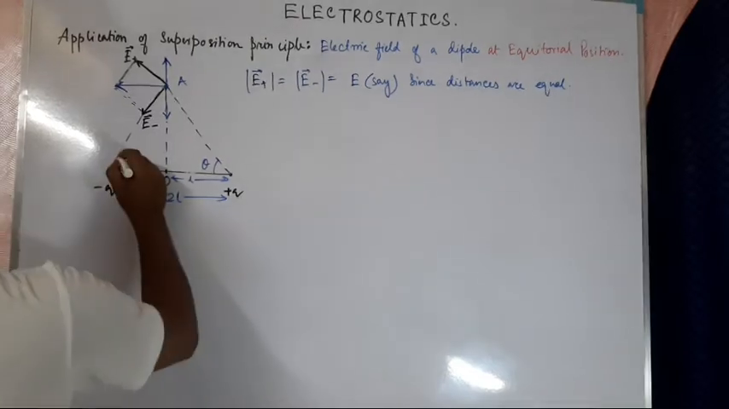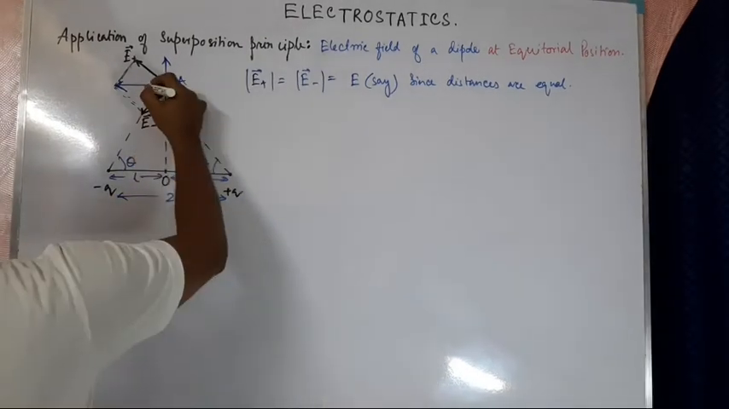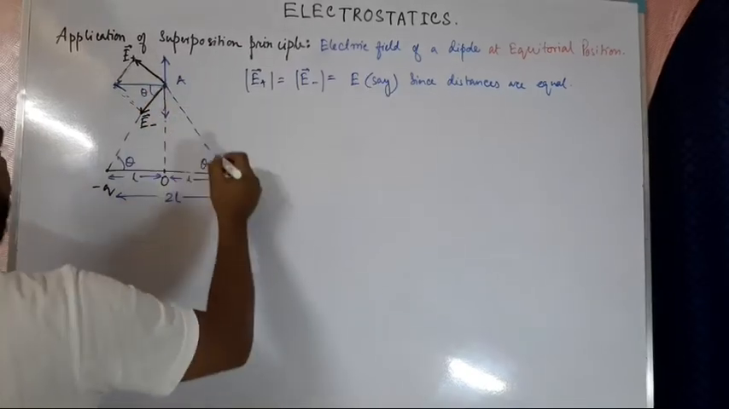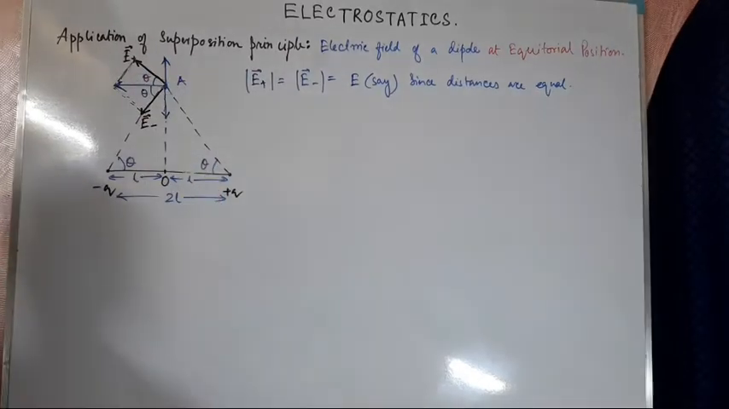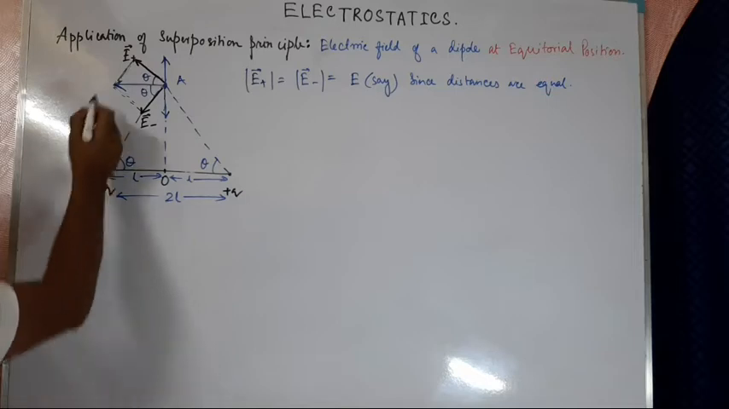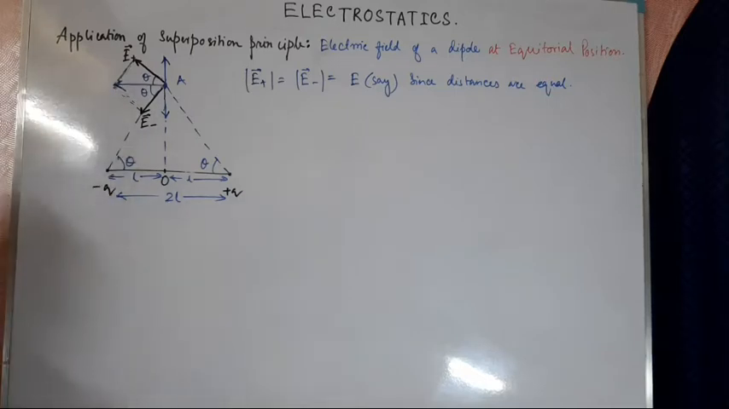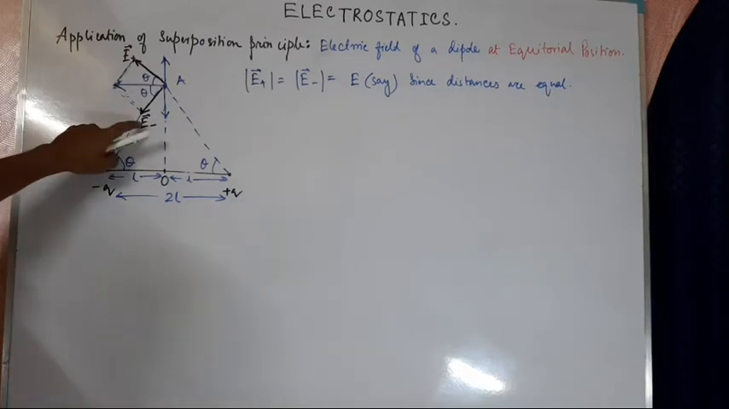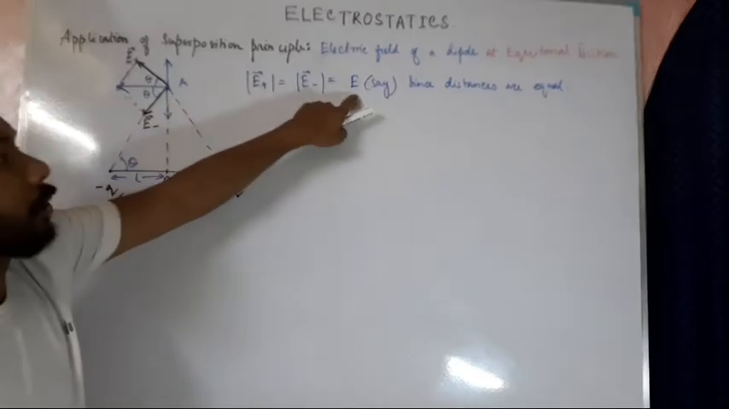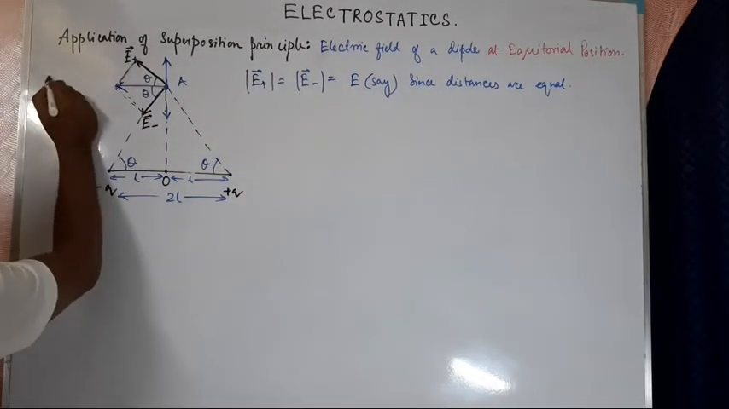Now, if this angle is theta, it is an alternate angle theta and this is a corresponding angle theta. So this horizontal component for E negative, which has the magnitude of E, will be E cos theta.